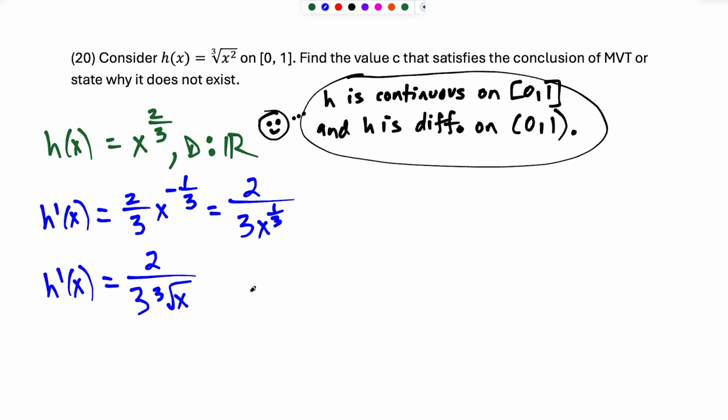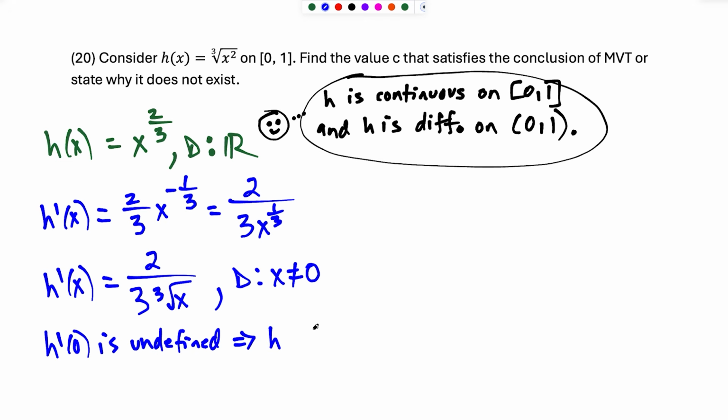So students look at this and they'll say, uh-oh, the domain of h prime is now all x values except 0. And they'll say the second condition is not met because h prime of 0 is undefined. This means that h is not differentiable. Okay, so h is not differentiable at x equals 0. And then they'll look at this and say, all right, h is not differentiable at x equals 0, therefore mean value theorem does not apply.